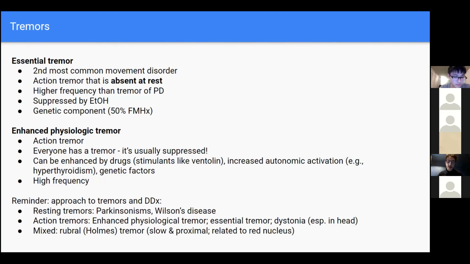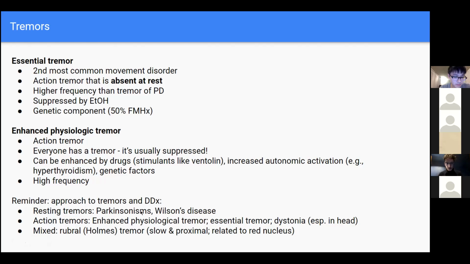And there's often a family history, but the genetics of this is very complicated, I'm sure. In terms of enhanced physiologic tremor, it's also an action tremor. It's a confounder of essential tremor. The key point of enhanced physiologic tremor is that everyone has a tremor. It's just usually suppressed. So when we're tired, or we have caffeine or other stimulants, or we have other diseases that remove the physiologic suppression of our tremor, then our physiologic tremor comes out.